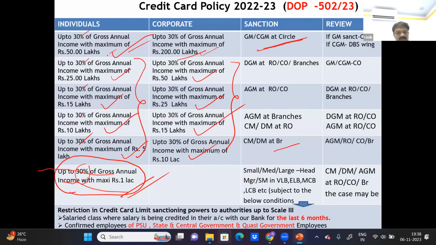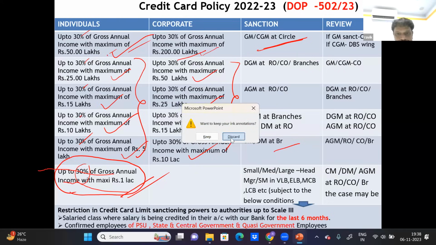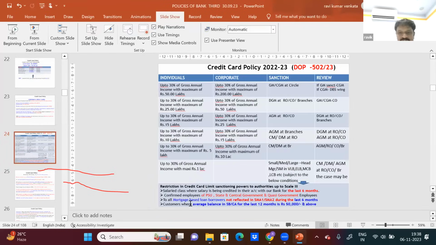Now, restriction of credit card limit sanctioning power to authorities up to scale 3. Even if you want to issue a credit card, scale 1, 2, 3, there are some guidelines given to scale 1, 2, 3. What are they? Salary for a minimum of the last 6 months should come to your account. Minimum 6 months salary should come to your account. Then only you can issue a credit card.